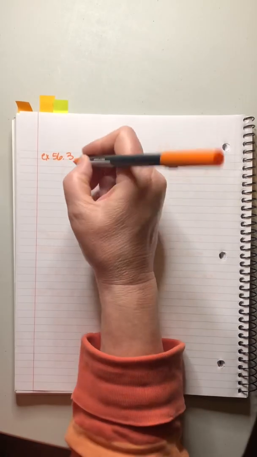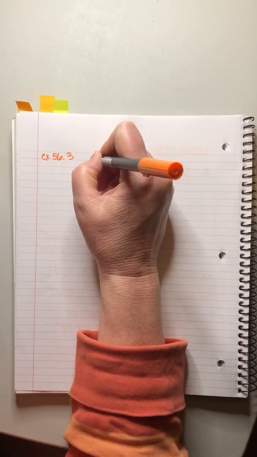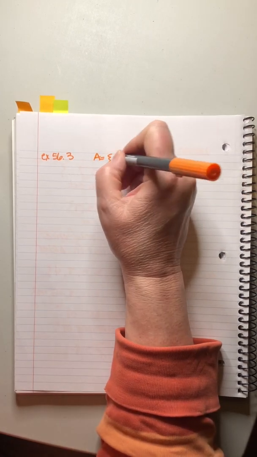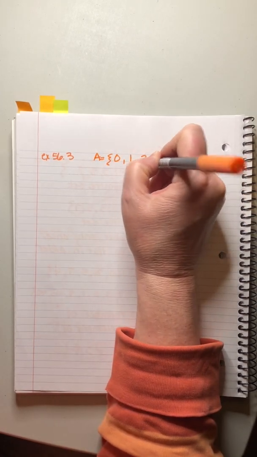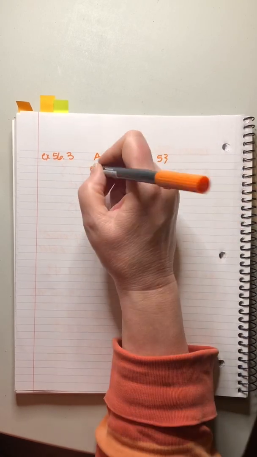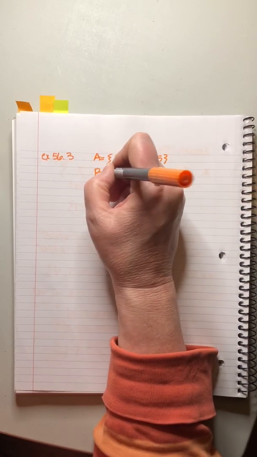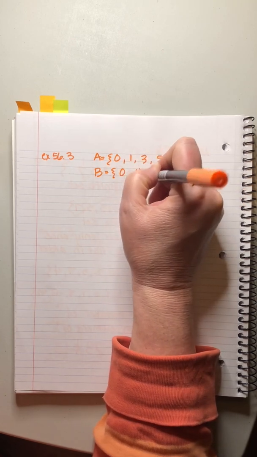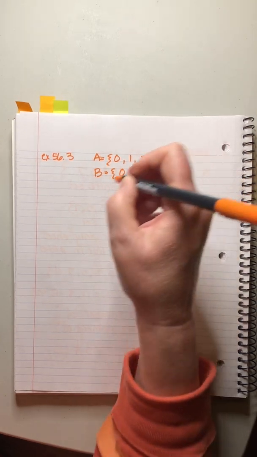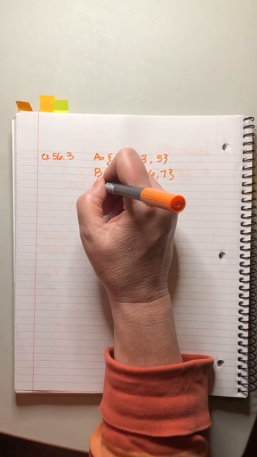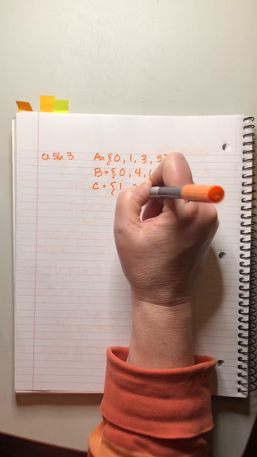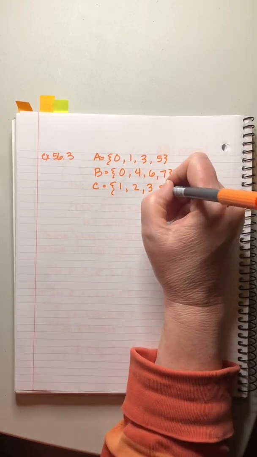Okay, in this problem, we're being given 4 sets of numbers. A equals, I'm copying this out of the book, 0, 1, 3, 5. Oh, well, hallelujah. They're in order. Thank goodness. Somebody believes in straightening up a little bit around here. B is 0, 4, 6, 7. Beautiful, tidy. I love it. And C is 1, 2, 3, 5, 7.